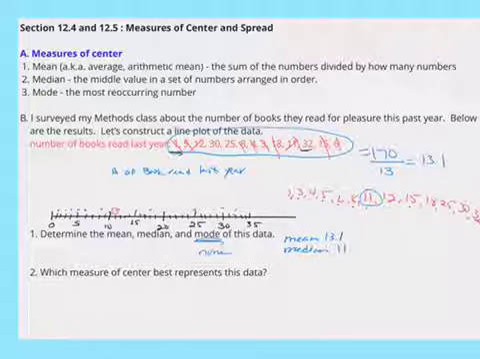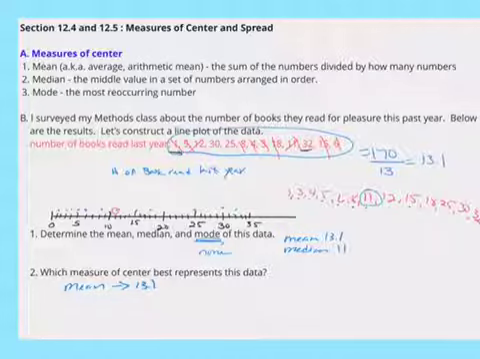number. And then the question says, which measure of center best represents this data? So what do you think is the best average for this particular data? Here, the mean and median are somewhat close. I feel like whenever we can possibly do it, we should try to use the average number unless we have some extreme values. So I feel like in this particular case, the mean might be the best measure of center at 13.1. So the average number of books read was approximately 13 books.